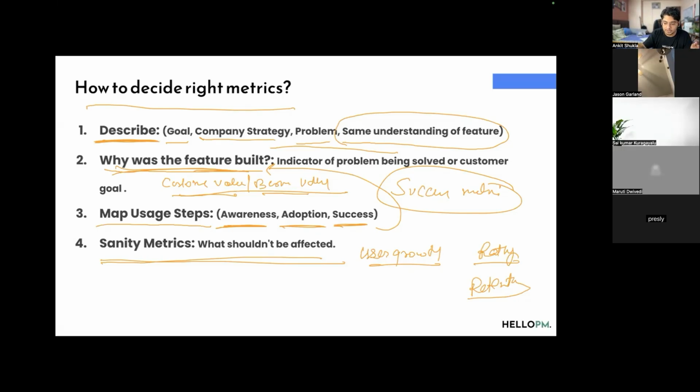Okay, so describe why the feature was built, map usage steps, and sanity metrics. Here awareness means, are people aware about the product? Adoption means, are people using the product or not? Which means, are they onboarded? Also called activation in the fancy terms. And do they have retention or not? Are they using it again and again? This is usage. And then there is success, whether it is helping you achieve the business outcome or not.